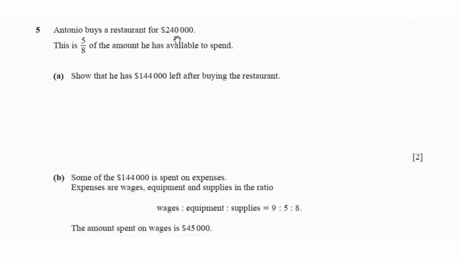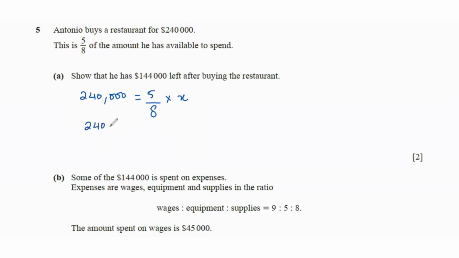Antonio buys a restaurant for $240,000. This is 5/8 of the amount he has available to spend. Show that he has $144,000 left after buying the restaurant. So what we're going to do is we're going to put 240,000 equal to 5/8 of x. X is your total amount. We're first going to find the total amount, then subtract that from 240 to find the remaining amount.